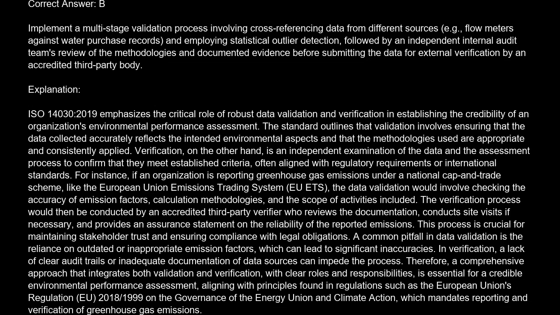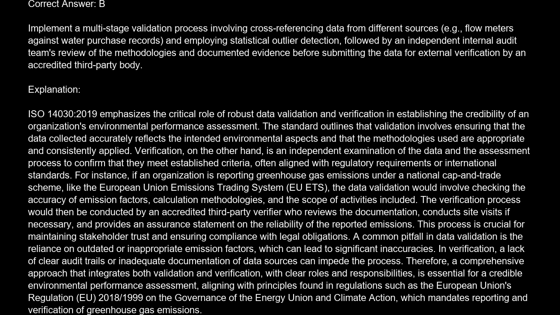The correct answer is B. Implement a multi-stage validation process involving cross-referencing data from different sources, e.g., flow meters against water purchase records, and employing statistical outlier detection, followed by an independent internal audit team's review of the methodologies and documented evidence before submitting the data for external verification by an accredited third-party body.